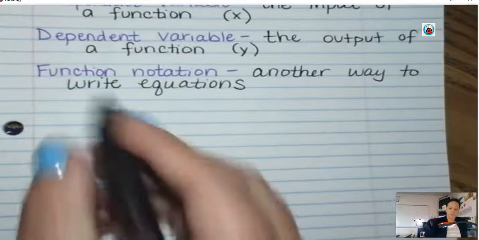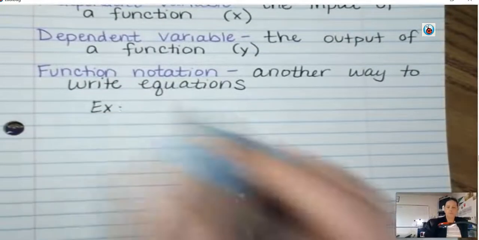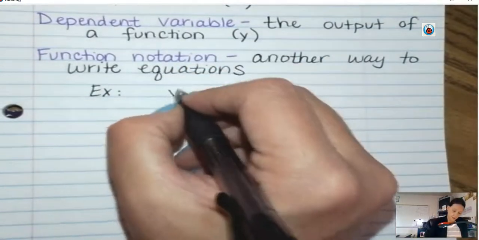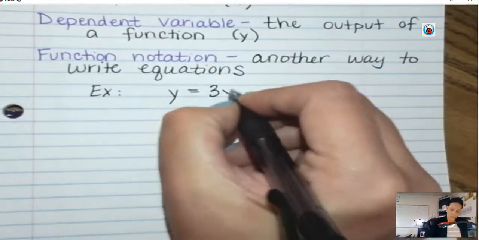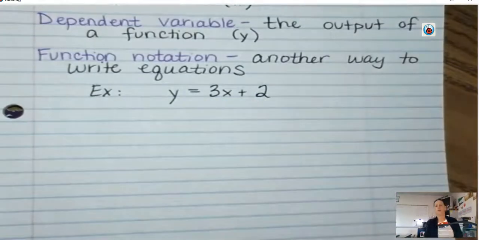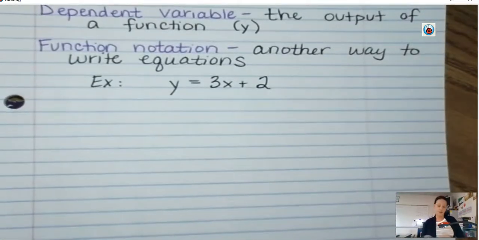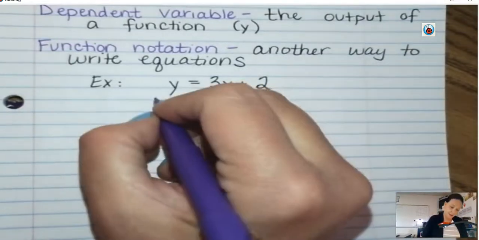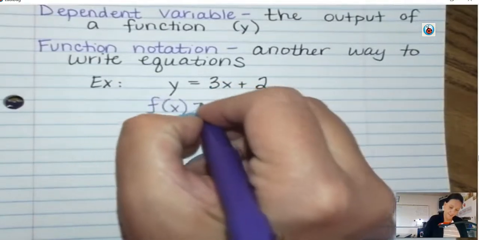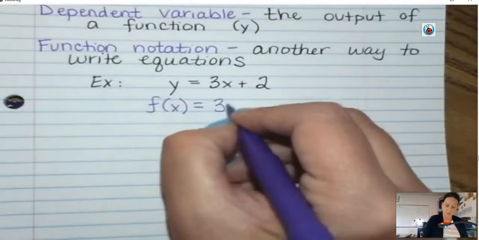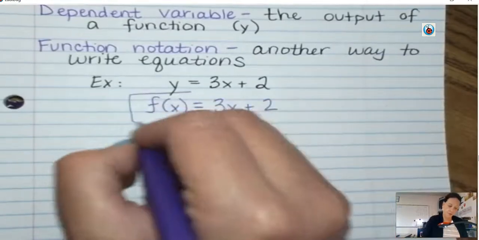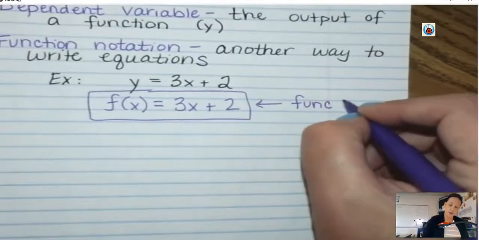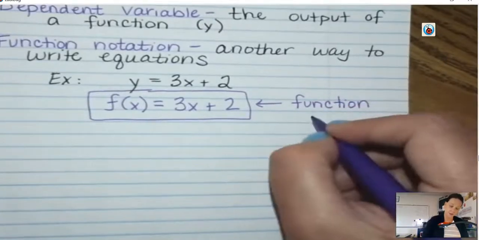For example, in slope-intercept form, we might write y equals 3x plus 2. In function notation, we just change the output, the dependent. It becomes f of x. And then you just write the equation. So this way of writing your equations is called function notation. You will use this a ton over the next 4 years.